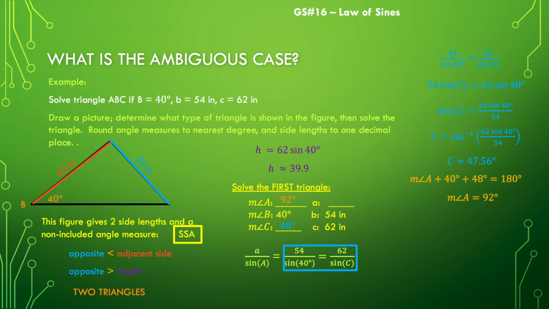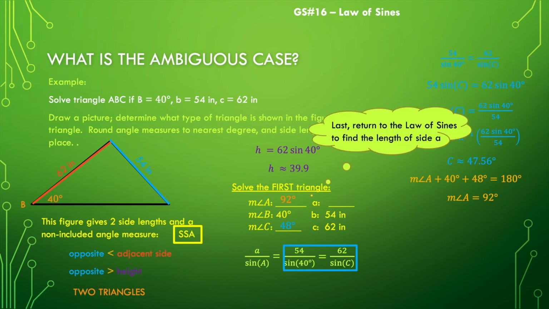And then we can find that third side length by going back to the law of sines and applying the proportion with that middle piece. So we've got A over the sine of 92 degrees is equal to 54 over the sine of 40 degrees. Cross multiply. A times the sine of 40 degrees is equal to 54 times the sine of 92 degrees. And divide out the sine of 40 degrees. Crunch that in our calculator, and we get that A is about 84 inches. Okay, so that takes care of the first triangle.